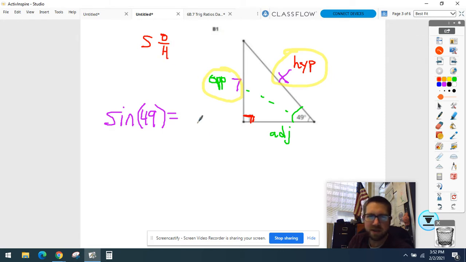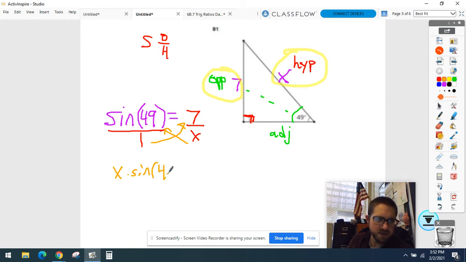So once again, I'm going to be looking at 7 divided by x. A little bit of deja vu here. Okay, so put a 1 underneath, and then I can cross multiply to solve. 1 times 7, x times sine of 49. X times sine of 49 is equal to 7. And just like the problem on the previous page, I'm going to finish by dividing. I'll divide both sides to get x by itself. I want to cancel out sine of 49.